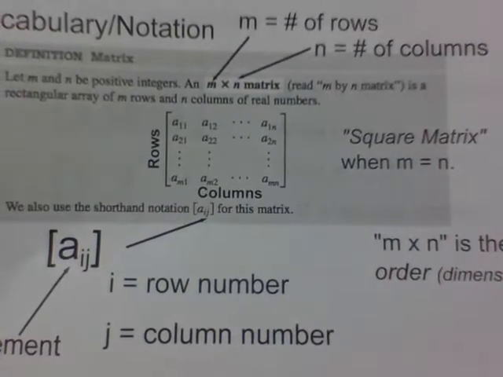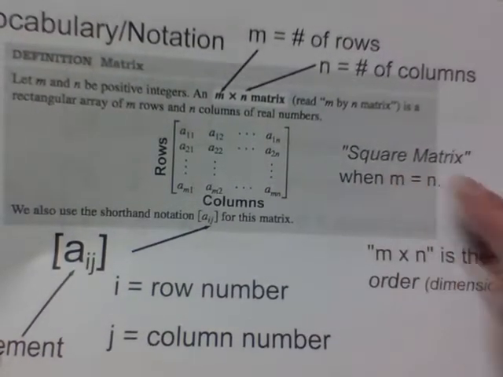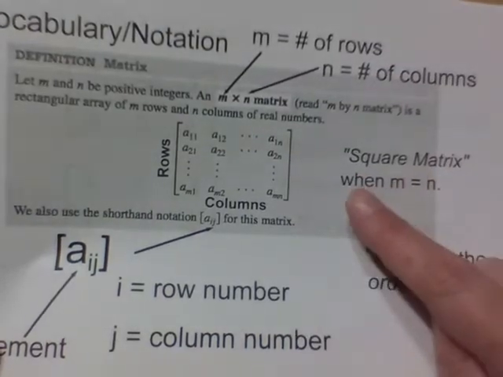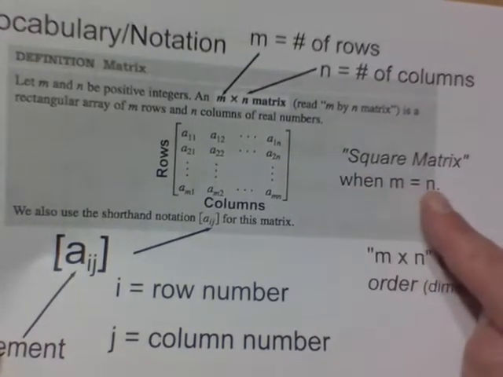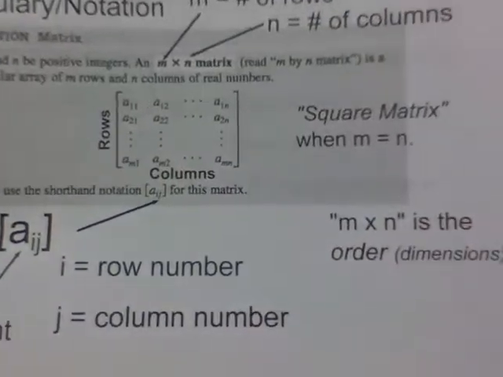We also have things called square matrices. A square matrix is when the number of rows and columns equal each other, which again makes a square, not so hard to figure out.